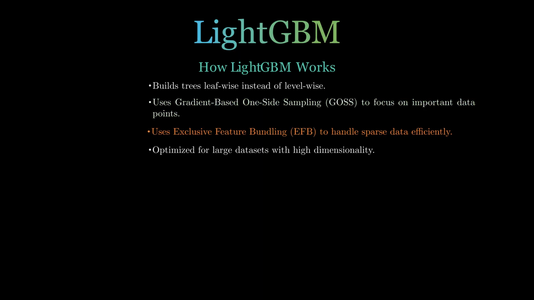Exclusive feature bundling (EFB) combines mutually exclusive features into a single feature, reducing the number of features and improving efficiency. LightGBM is optimized for large datasets with high dimensionality, making it a popular choice for real-world applications.